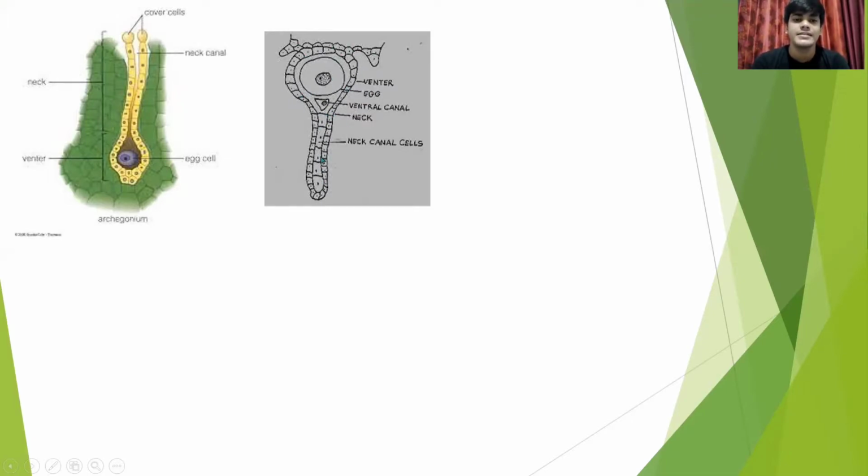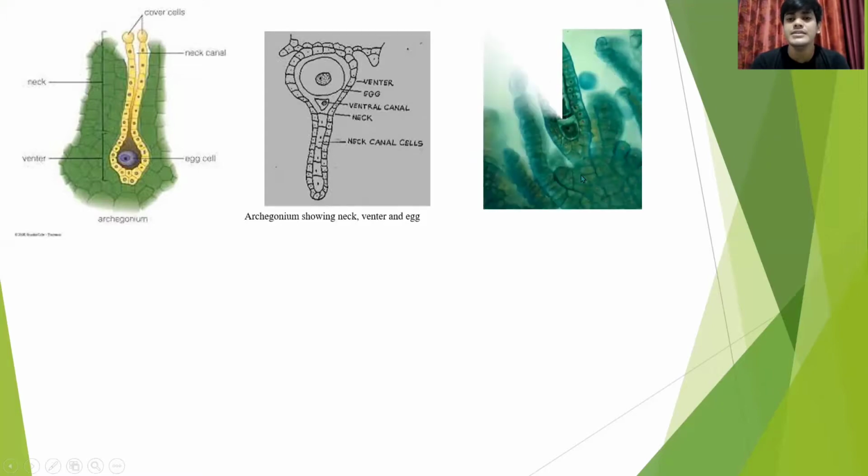These are neck canal cells, which are present in the neck region, 5 to 6 in number. And you can see this is a microscopic view of the same.